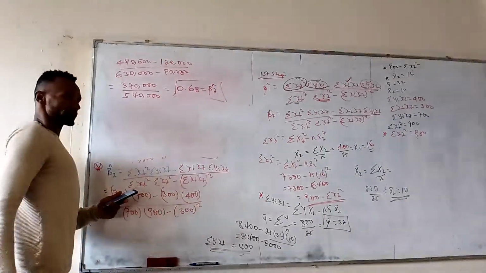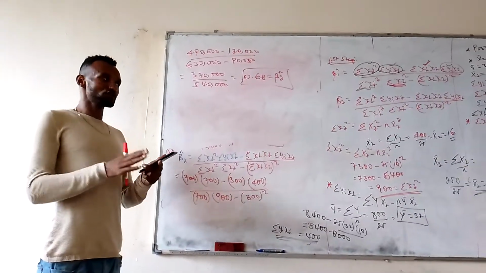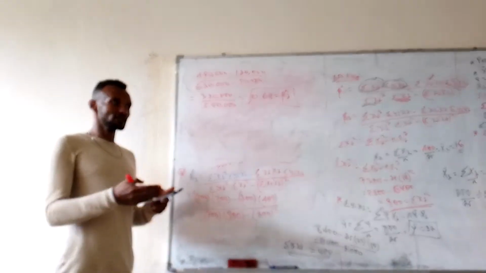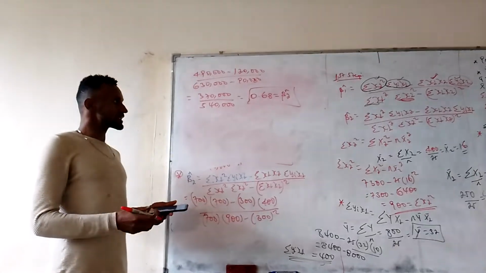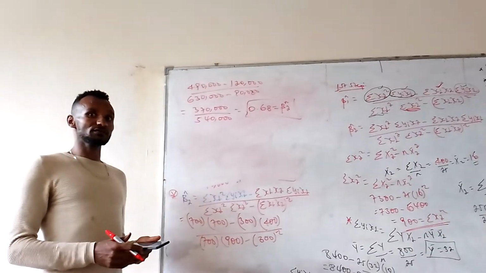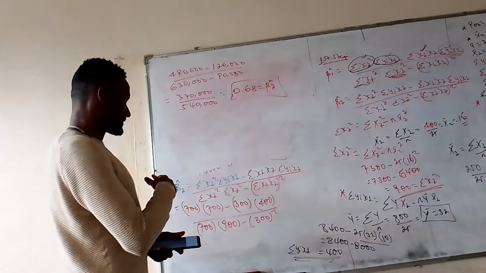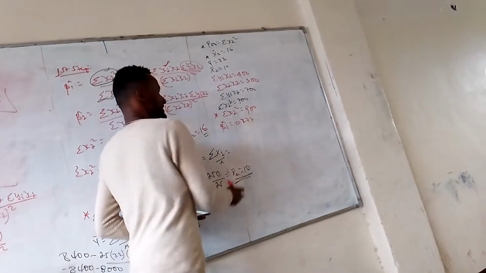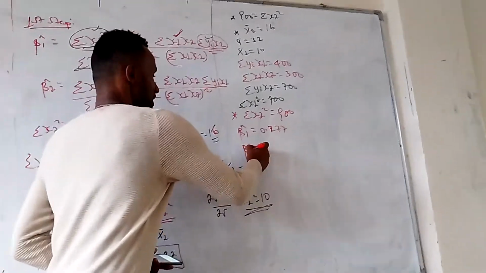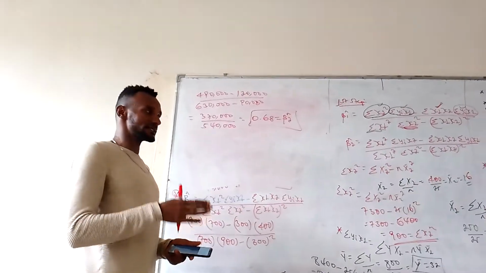Look, based on the assumptions of ordinary least squares, the values of each parameter have to range between 0 and 1. This means it is never beyond 1 and never less than 0, meaning negative. In that case, the assumption is justified 100%. Our beta 1 is equal to 0.277, which is greater than 0 and less than 1. The same is true for our beta 2 hat, 0.68. This is also less than 1 but greater than 0. Therefore, the assumptions of OLS are 100% justified.